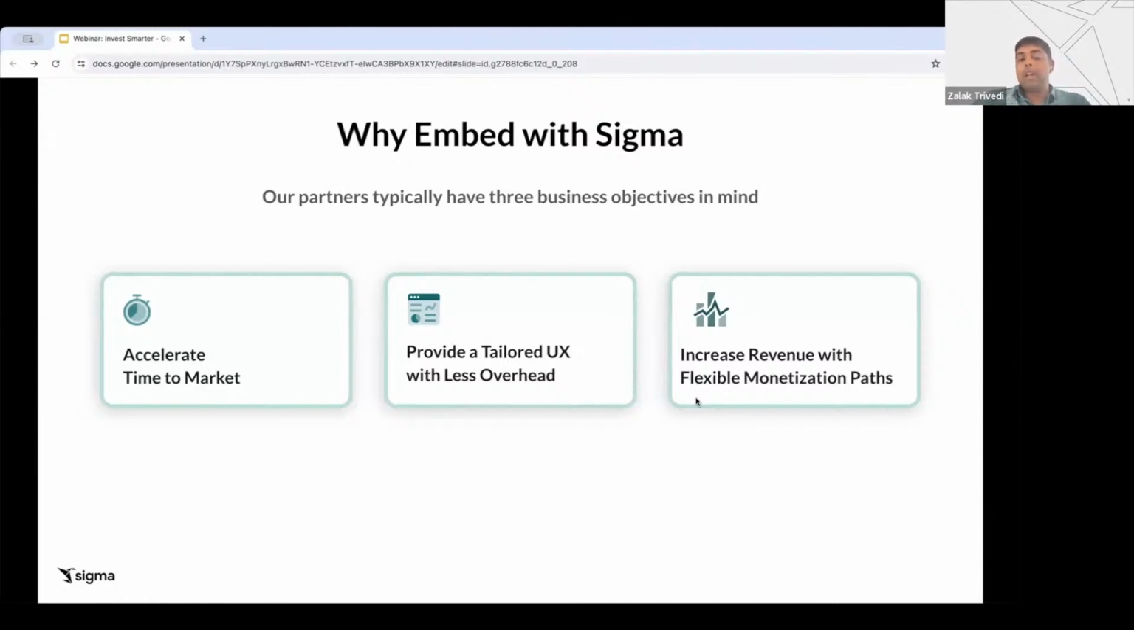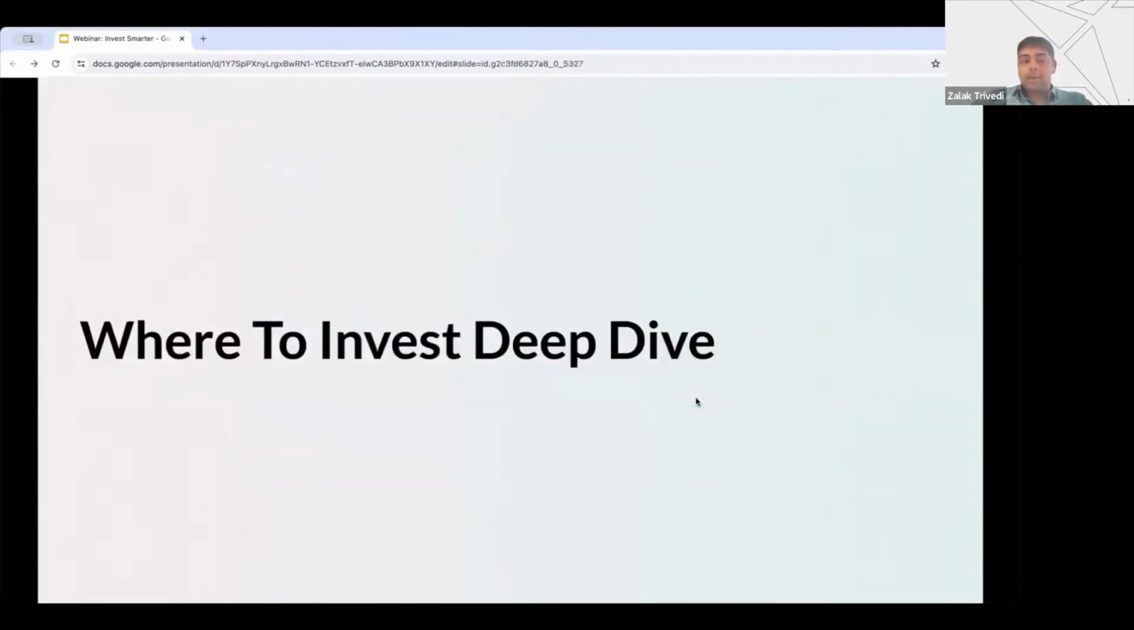You wanted to provide a very tailored UX with super less overhead, and then also increase revenue with flexible monetization paths where you can start off with a view-only deployment where your users can only consume the dashboards that you have created. But over time, as your audience matures, you can give them a lot more power where they can explore or create their own analysis from the data that you provide. So that's a little bit about Sigma.